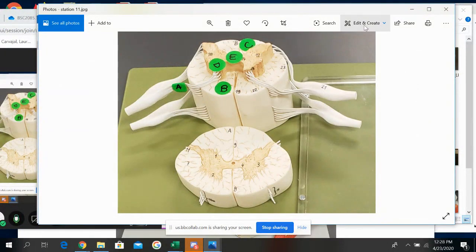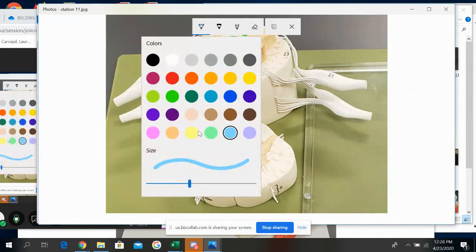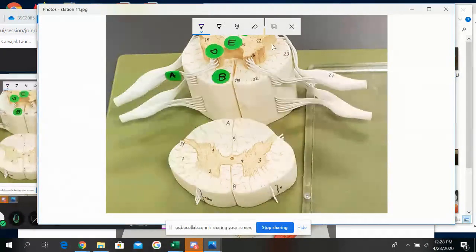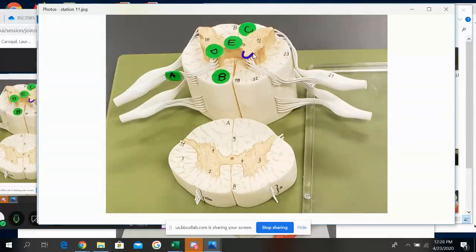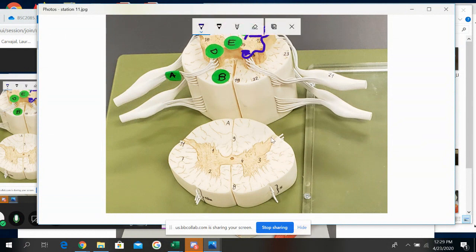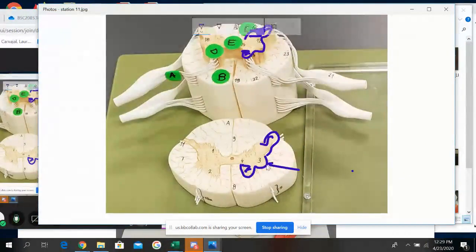We have three horns. I don't know if you guys can see them. Let me draw them out for you really quickly. Let's use blue. We have this horn right here, this horn, and then this horn. We went over this one, and this one. We said that this is your dorsal, and this is your anterior. But then what's this one called? Lateral. Yes, very good, Olga, you read my mind. Lateral horn, very good. So this is your lateral horn.